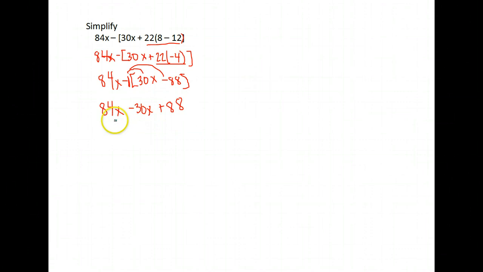Finally, we have our x's here that we can combine. We have an 84x minus a 30x. So 84 minus 30 leaves us with 54x, and then we have plus 88. There's our simplified version.